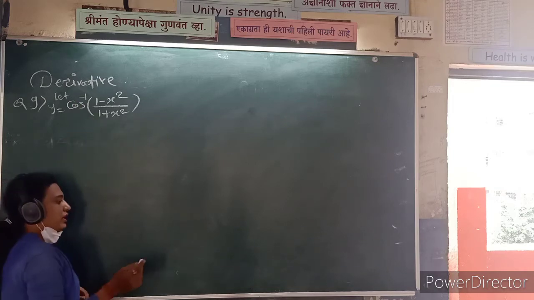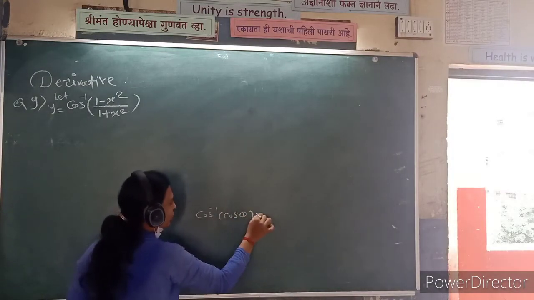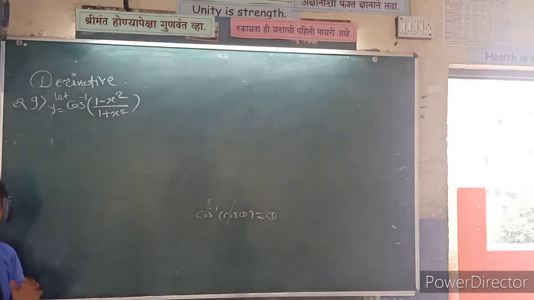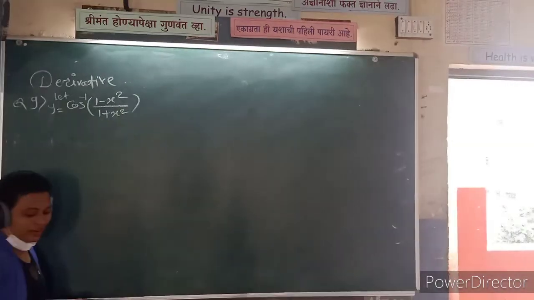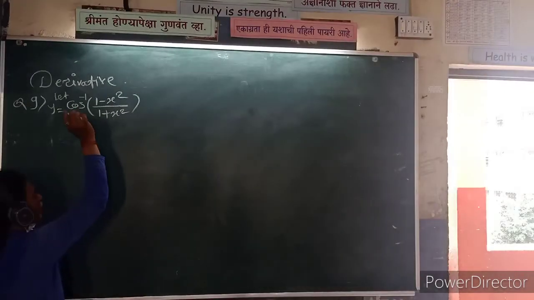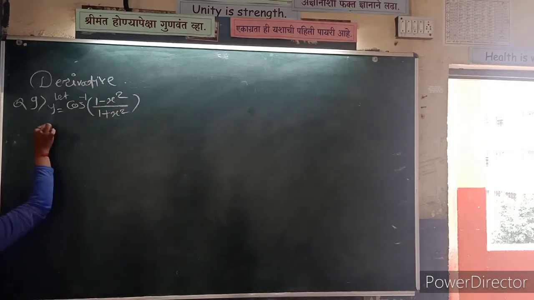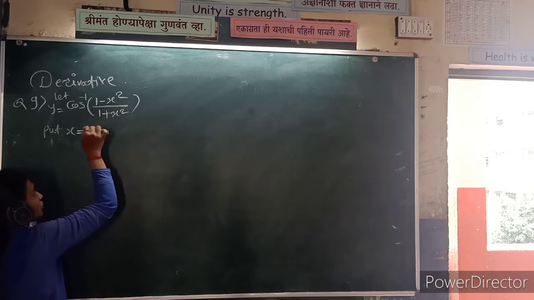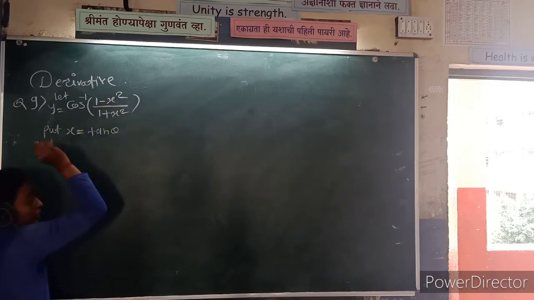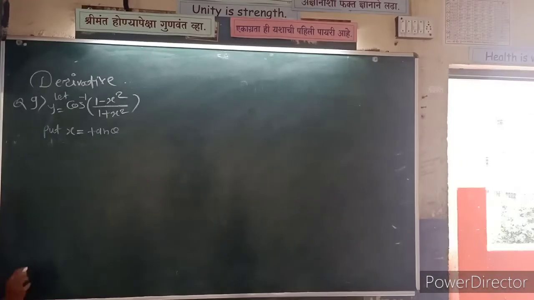In a previous video, I told you that cos inverse of cos theta equals theta, meaning the inverse function and the trigonometric function cancel each other. So, try to convert this term into cos. Observe here 1 minus x square, 1 plus x square. So, put x equal to tan theta, because we have 1 minus tan square theta upon 1 plus tan square theta equal to cos of 2 theta. So, try that formula and put x equal to tan theta.